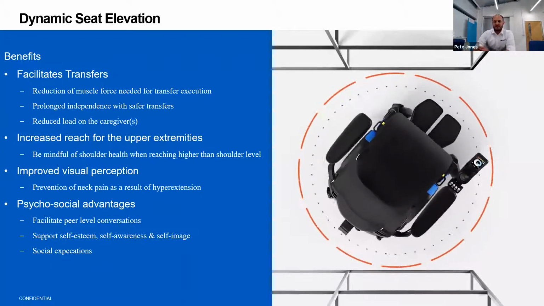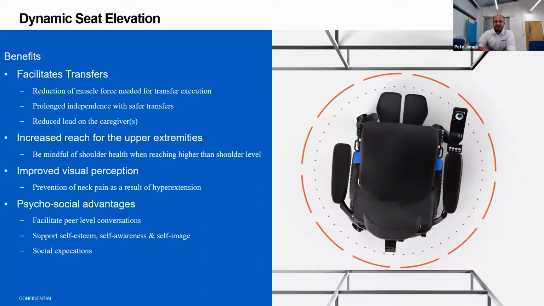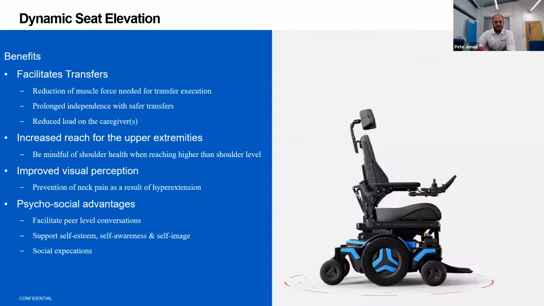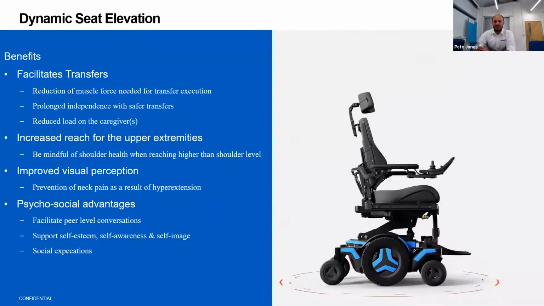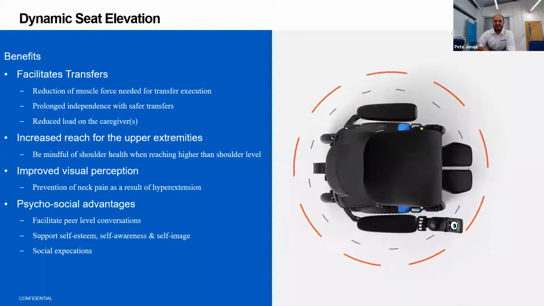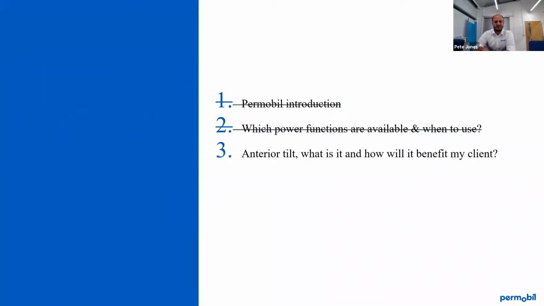There is also a fifth power seat function, which is the standing function, which we're not going to discuss today. I'm just going to move on now to anterior tilt benefits and when you should use it. So first off, we've got some animations of the Permobil chairs demonstrating anterior tilt in different situations.